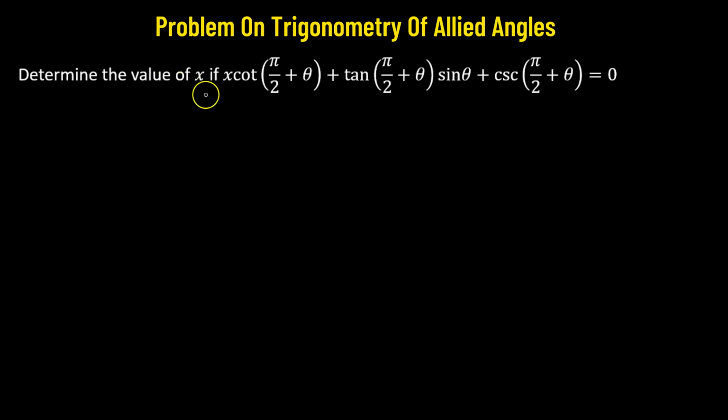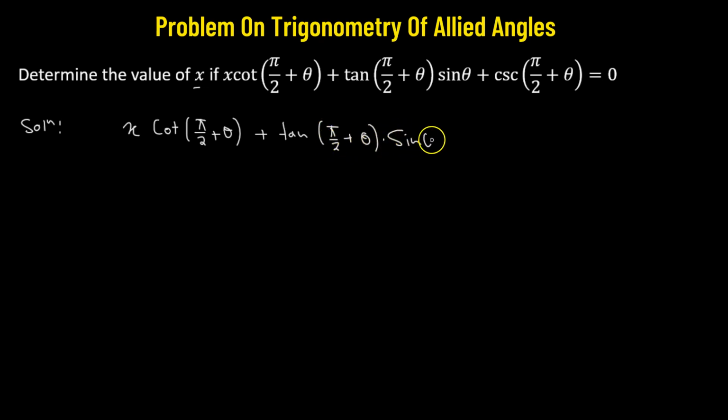So in this problem, we are given a trigonometric equation. So we need to find out the value of x. So let's begin. So here we have x times cotangent of pi over 2 plus theta added to tangent of pi over 2 plus theta times sine theta plus cosecant of pi over 2 plus theta. So that's equal to 0.